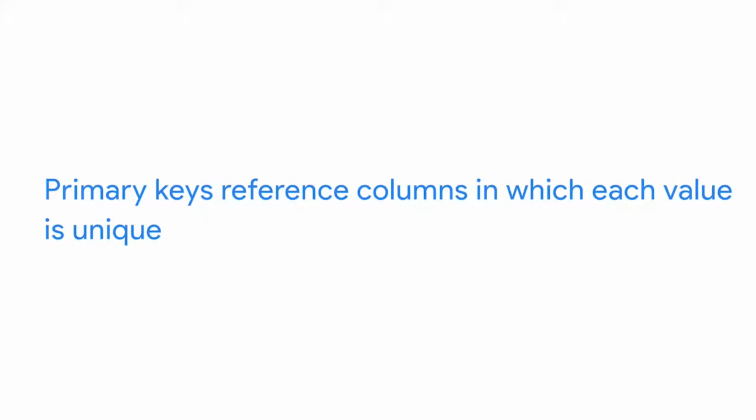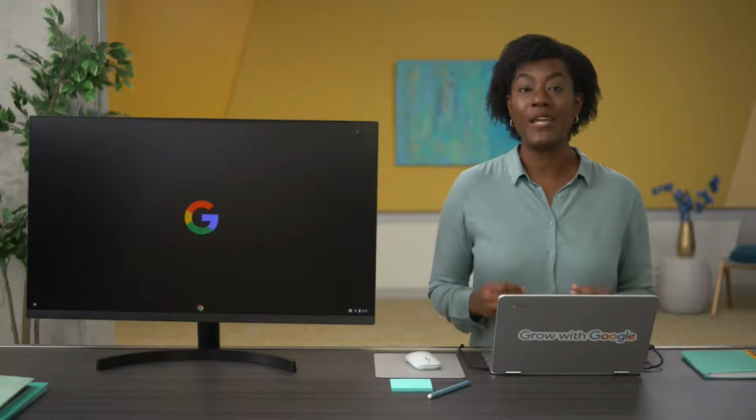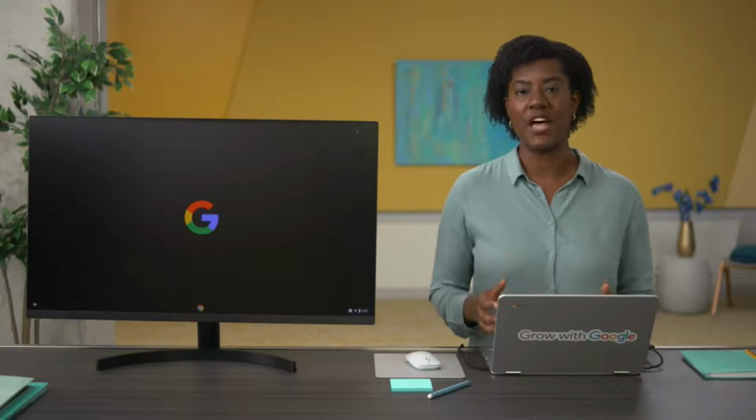Joins help you combine matching or related columns from different tables. When we learned about relational databases, we referred to these values as primary and foreign keys. Primary keys reference columns in which each value is unique to that table. But that table can have multiple foreign keys, which are primary keys in other tables. For example, in a table about employees, the employee ID is the primary key and the office ID is a foreign key. Joins use these keys to identify relationships and corresponding values.